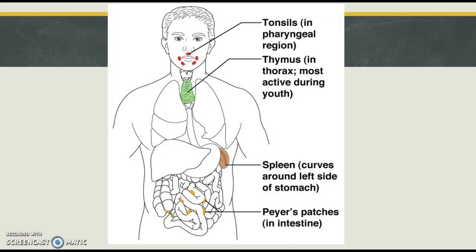So here's just a nice overview of all those organs that we talked about. So the thymus is kind of right below the base of the throat, really important in T cells. Here's our tonsils right here, and you actually have more than one that just kind of sits in the back of the throat. Here is your spleen. It kind of hides behind the stomach. And then here are those Peyer's patches found in the intestine.